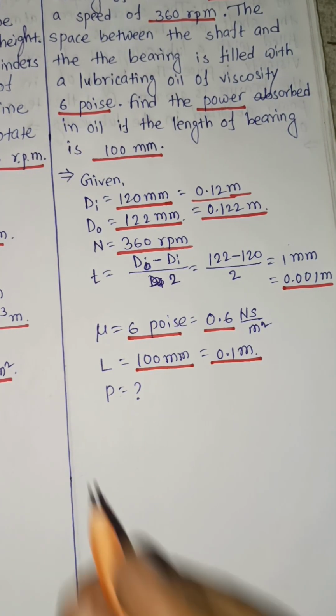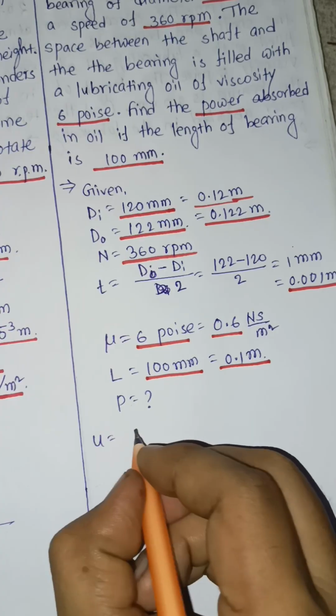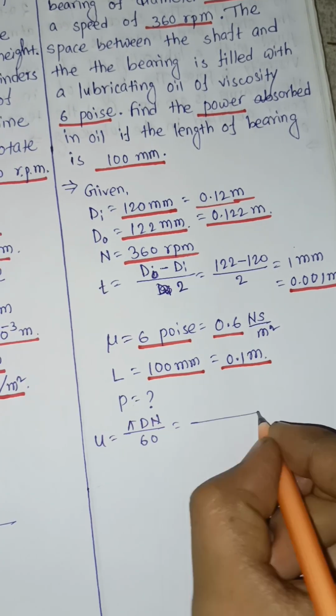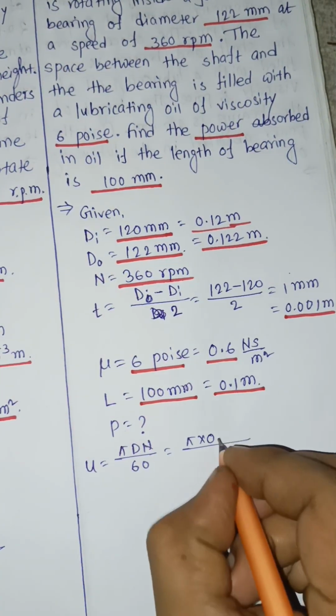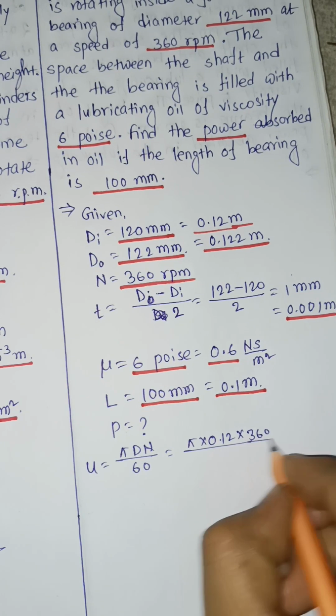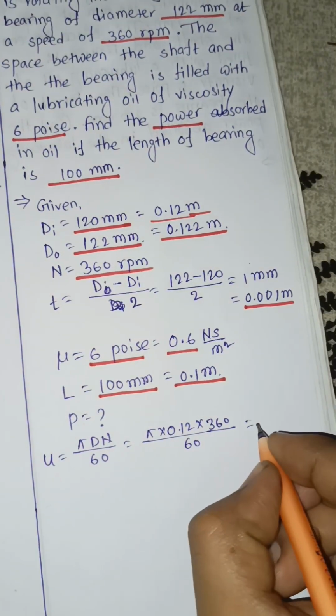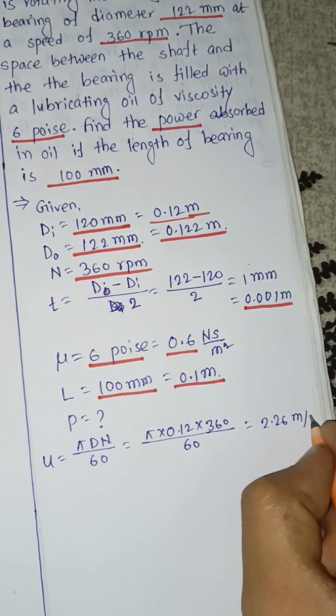So you have to calculate the value of power. So first you have to calculate U. The formula is pi dn by 60. So what is the value of d? D will be 0.12 into n, that is 360 divided by 60. From here you get the value of U, that will be 2.26 meter per second.